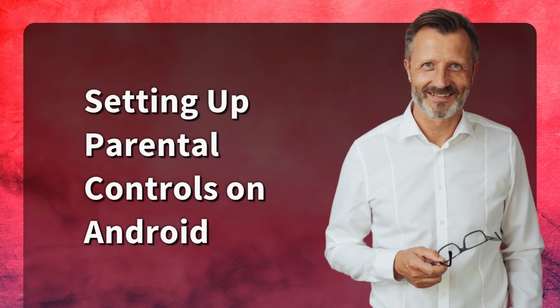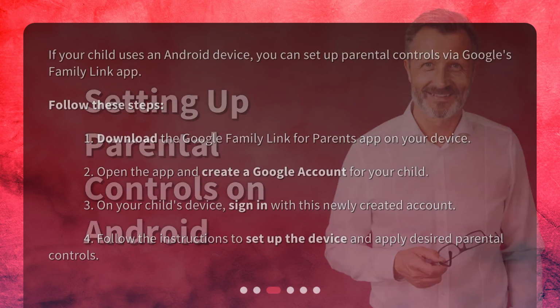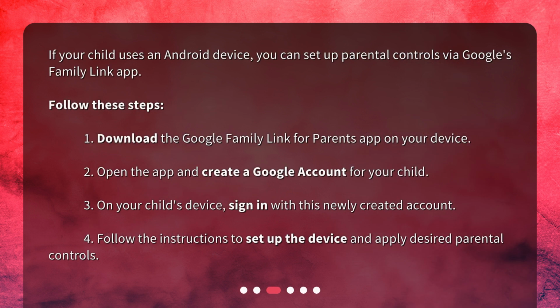Setting up parental controls on Android. If your child uses an Android device, you can set up parental controls via Google's Family Link app. Follow these steps. 1. Download the Google Family Link for Parents app on your device. 2. Open the app and create a Google account for your child. 3. On your child's device, sign in with this newly created account. 4. Follow the instructions to set up the device and apply desired parental controls.